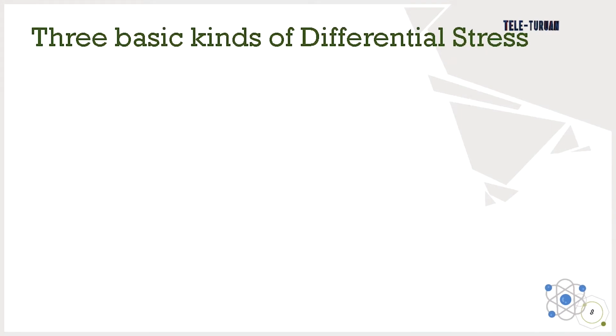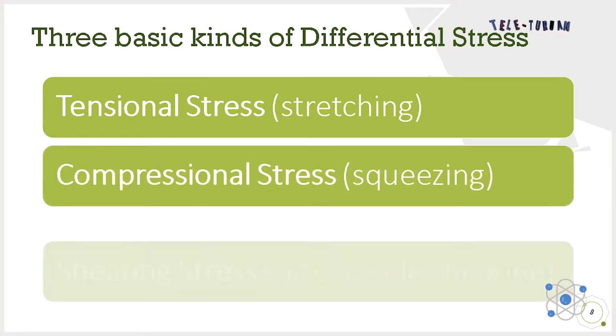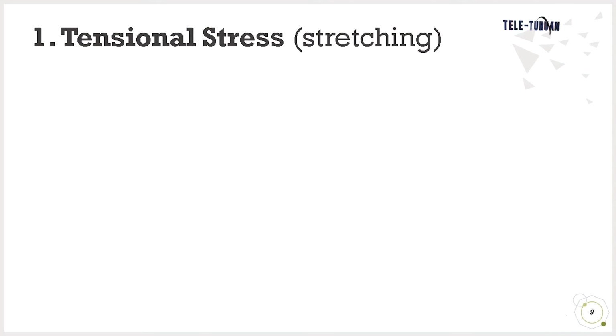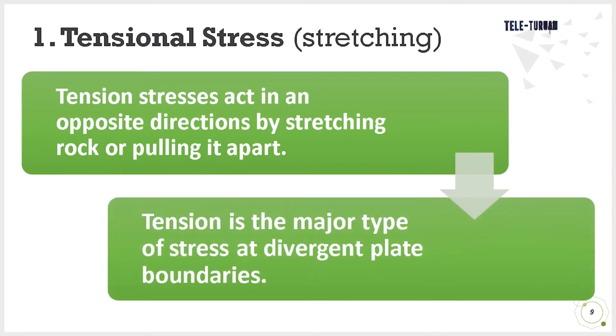There are three basic kinds of differential stress, and these are the following. We have tensional stress, compressional stress, and shearing stress. Let's start with the first one, tensional stress or stretching. Tension stresses act in opposite directions by stretching rock or pulling it apart. Tension is the major type of stress at divergent plate boundaries.